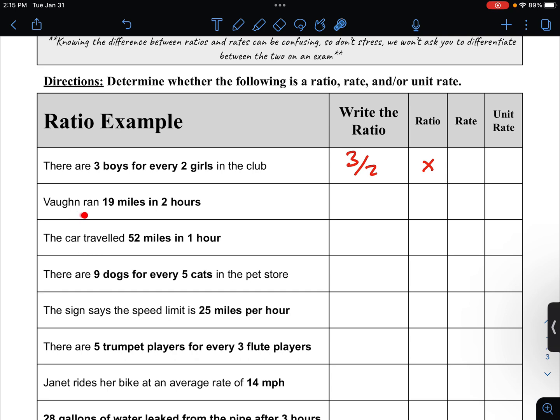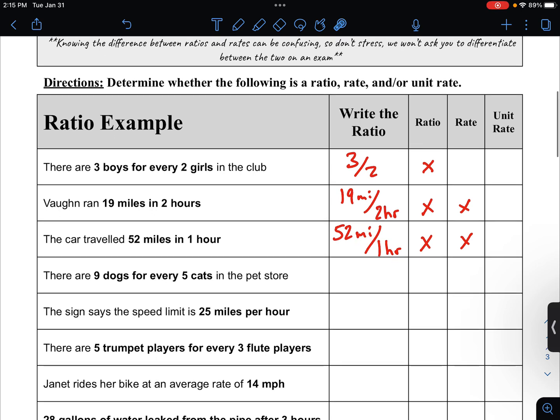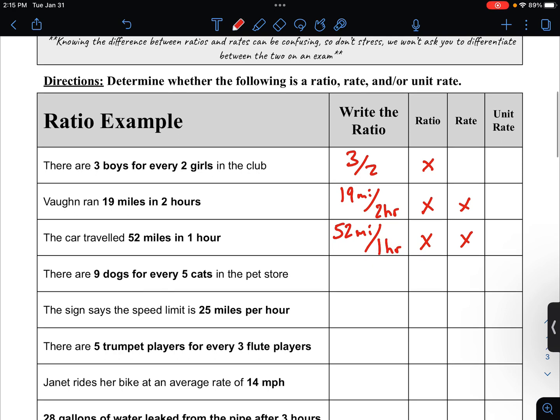Let's read the second one. Vaughn ran 19 miles in 2 hours. That is a ratio and it is a rate because the two things being measured are miles and hours. Miles measures distance, hours measures time. Next one, the car traveled 52 miles in 1 hour. That's a ratio. It is also a rate. It compares miles, which measures distance, and hours, which measures time. And because the second value is 1, it's also a unit rate.